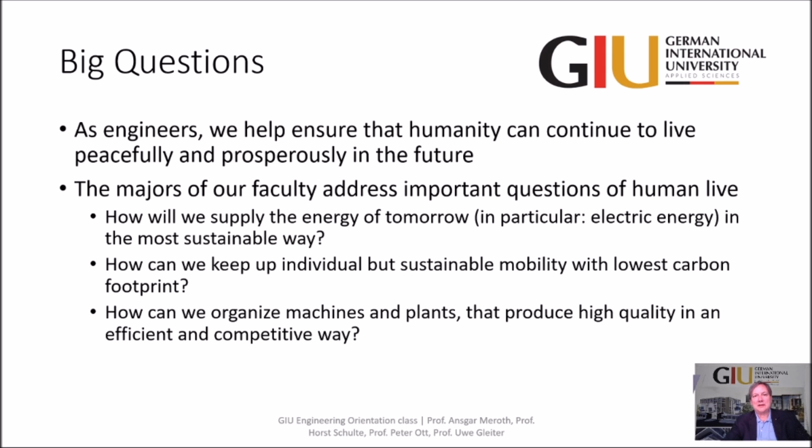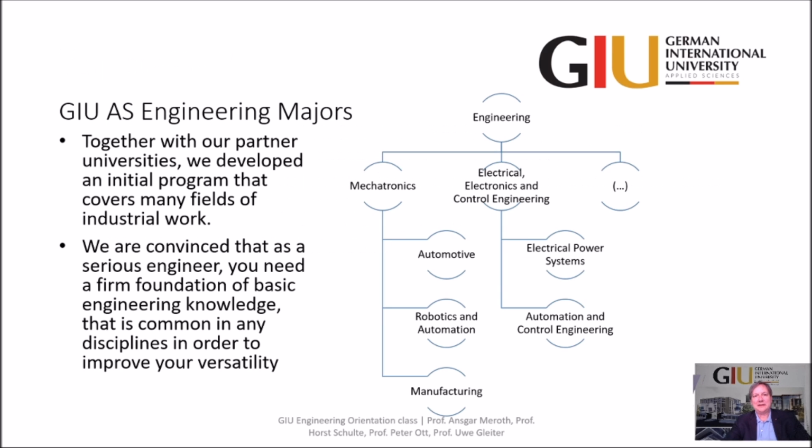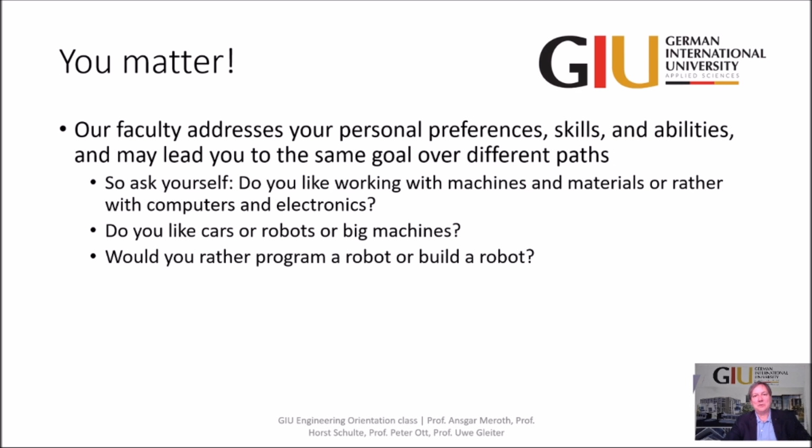So when we started designing the Faculty of Engineering, we decided to have these 5 majors: Automotive Mechatronics, Robotics and Automation, Manufacturing, Electrical Power Systems Engineering, and Automation and Control Engineering. And the question is, what is your best choice? And what we can say by heart is that the best choice for you is the one that suits you most, basically the one that you like most.